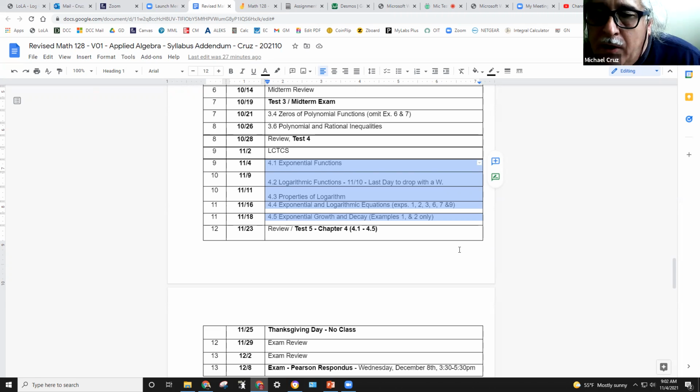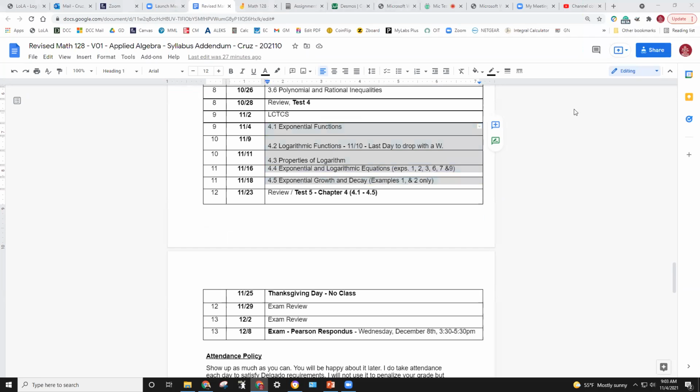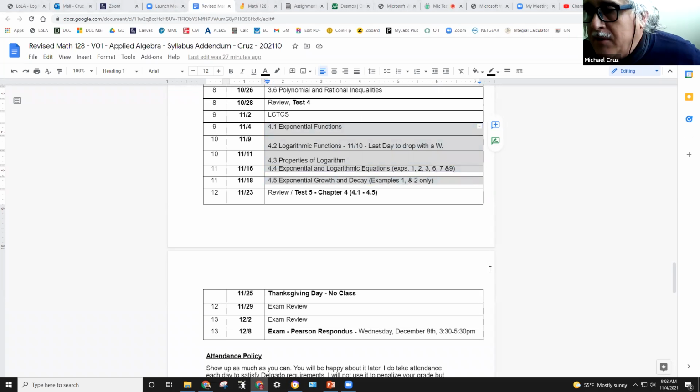So we got about 2 weeks, a little bit more to cover that, review, and have our last test before Thanksgiving holidays. And then after the Thanksgiving holidays, we got a week where we can review for the exam. I've tried to plan this out so that we can take full advantage. Is the exam cumulative? Yeah, it's a cumulative exam.